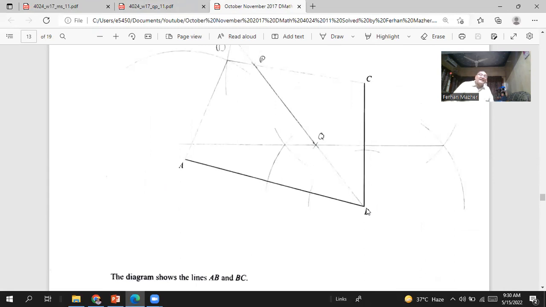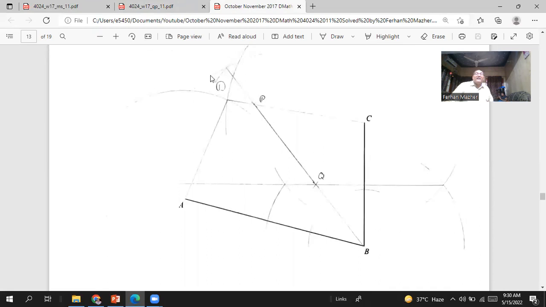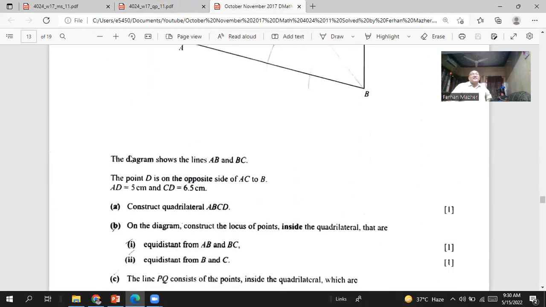How do you draw the angle bisector? You put the compass at B and make a mark on the BC and a mark on the AB. Then you put the compass on each mark and draw an arc, and then you join this point and B with each other. So that will be your angle bisector.